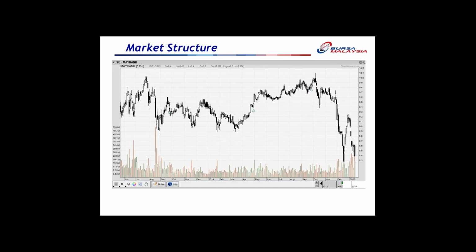So let's look at the market structure. Basically, the market has a few structures, three structures. Alright, but we usually buy at the low and sell at the high, and at this point the circle is called the trough, and if you sell at the high it is called the peak.